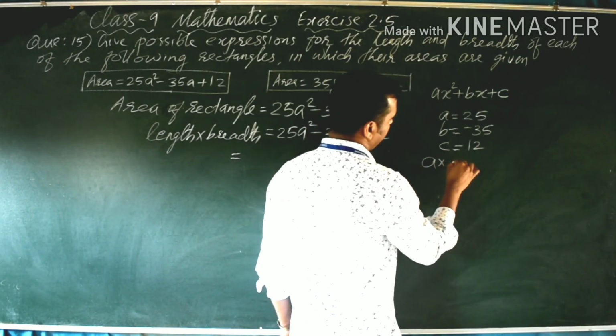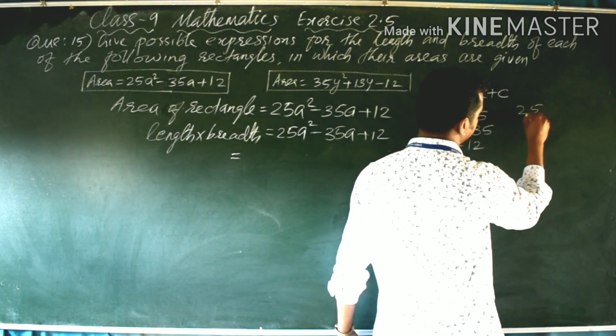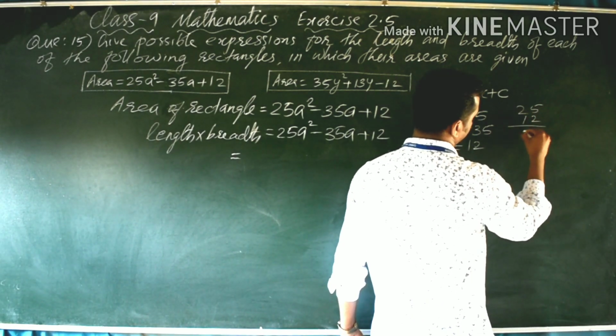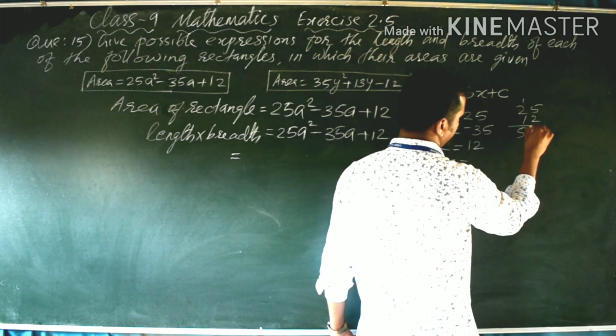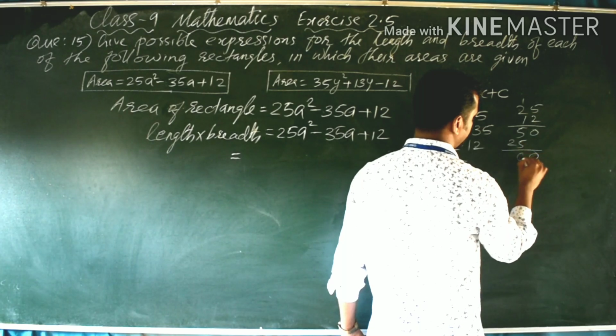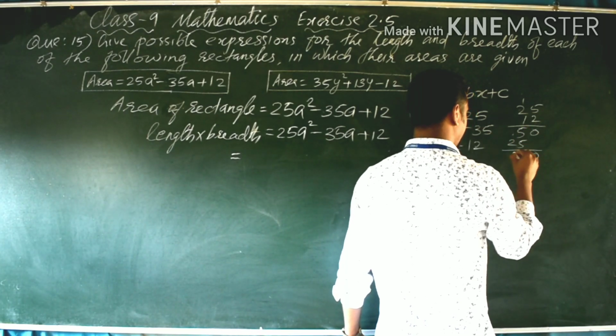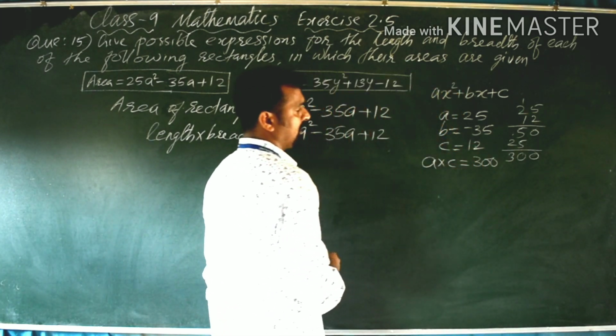Now you multiply a into c. 25 into 12, what is the answer? 5 2s are 10, 0, remainder 1. 2 2s are 4 plus 1, 5. 5 1s are 5, 2 1s are 2. 0. 5 plus 5, 10, 0, remainder 1. 2 plus 1, that is 3. A into c is 300.